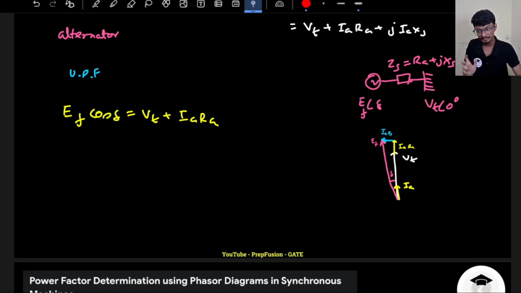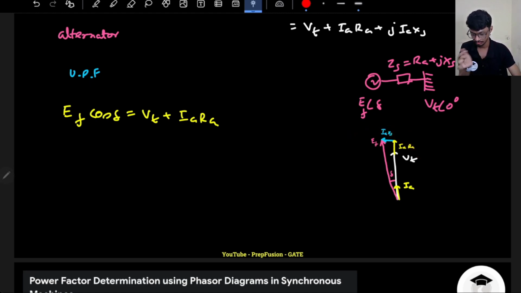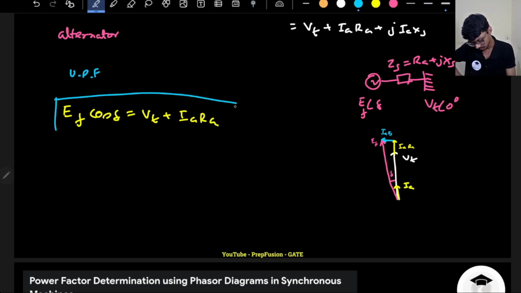Do you need to remember it? No. Draw the phasor diagram. It will take you 30 seconds. Remembering this is difficult, for me as well. I will draw the phasor diagram. So, very important conclusion. Now what about, sir, lagging and leading loads? We will come to that.